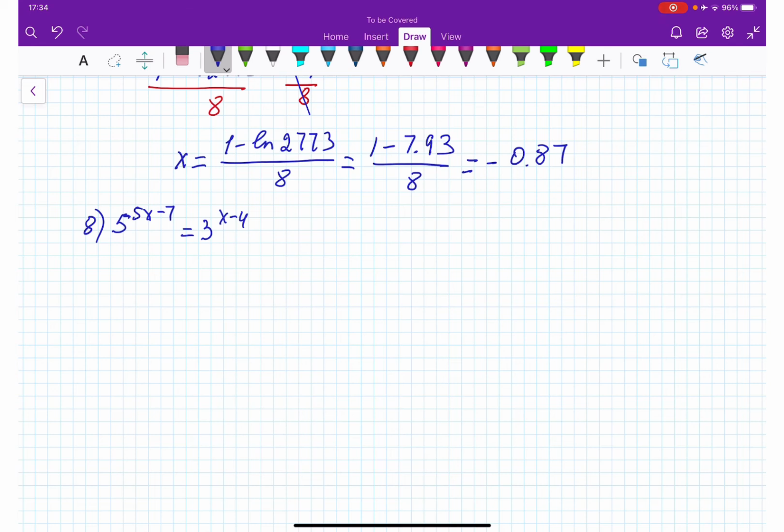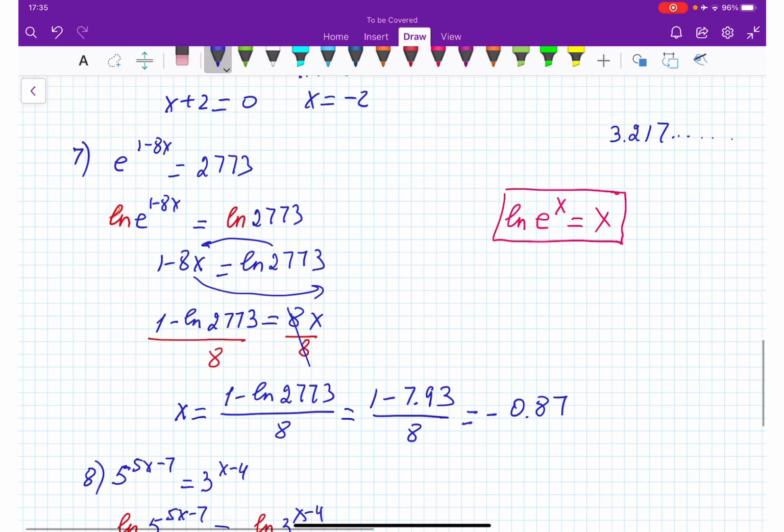So what we're going to do, we're going to assign the natural logarithm, or any other logarithm as a matter of fact. So I'm going to take the natural logarithm, assign the natural logarithm to both sides. All right, so this is going to be 5 to the power 5x minus 7 equal to 3 to the power x minus 4. All right, so from here, what do I have? I cannot drop the natural logarithm here because I can drop it only if I have e here, right? So in this case, see, natural logarithm e.